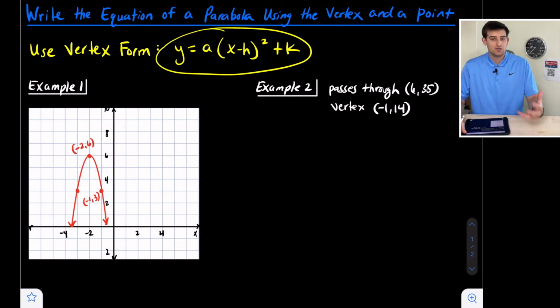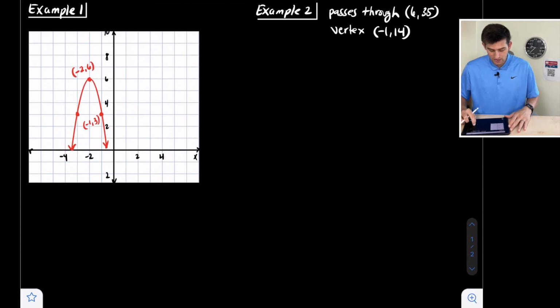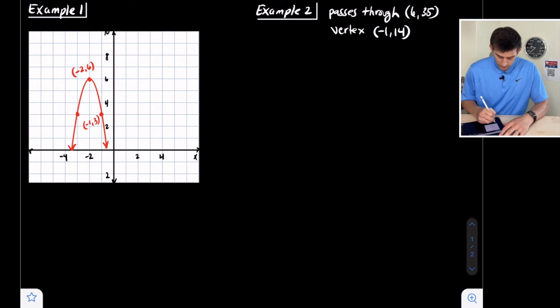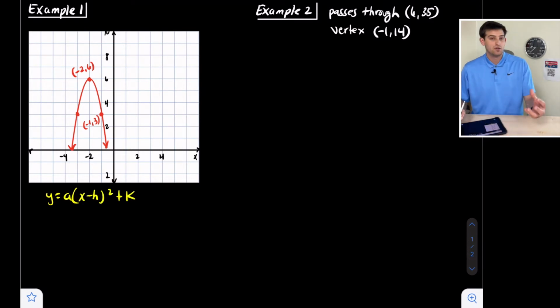So a is our stretch or our shrink value. x and y would be a point that's on the parabola, and then h and k will be our vertex, okay? So we're going to look at a couple examples here, one where we have a graph and one where we just have some verbal or some written information. So for example 1, we can go ahead and write y equals a times (x minus h) quantity squared plus k, and we're going to plug in our information.